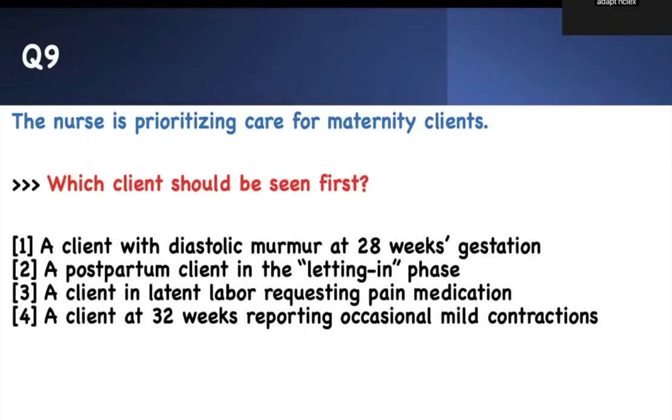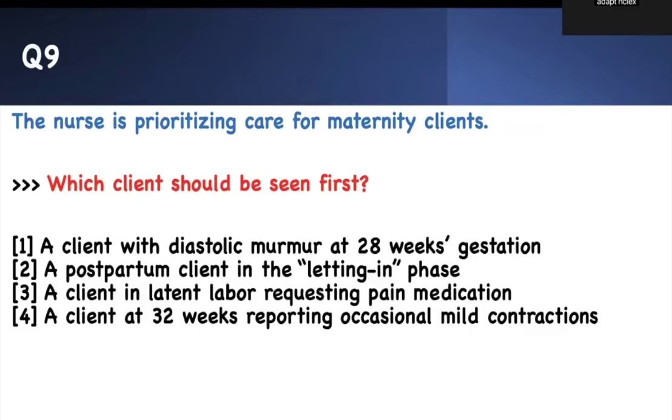Maternity patient prioritization 101. Occasional contraction is fine, 32 weeks, Braxton Hicks, probably. Latent labor requesting pain medication, yeah, you can give it to them. We have time. Postpartum client in letting-go phase, what do you think is the letting-go phase? We'll talk about it. There's a question there. But diastolic murmur in the patient is a problem. It indicates cardiac problem. It's not preeclampsia.